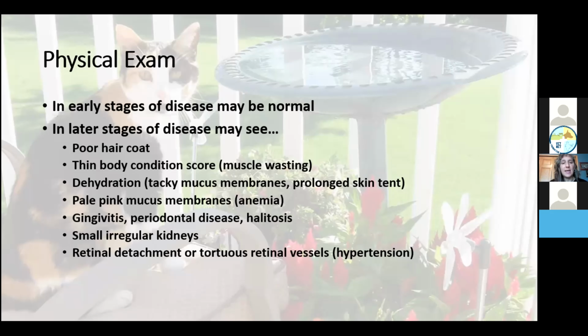And again, looking back at that eye, you may see a retinal detachment or at least tortuous retinal vessels from hypertension secondary to chronic kidney disease. Or the other most common cause for hypertension in older cats is hyperthyroidism. So you want to make sure to make it a part of every exam on older cats to do a retinal exam. I prefer using the indirect method with a 20 diopter lens, but you can certainly use your ophthalmoscope too and do direct ophthalmoscopy.